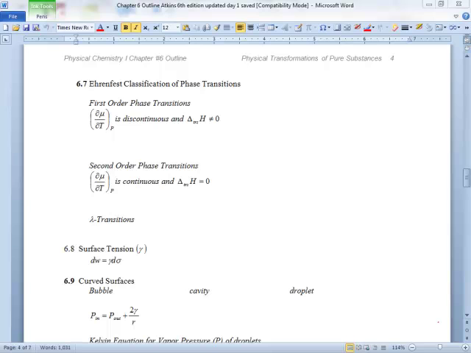Wrapping up Chapter 6, Physical Transformations of Pure Substances. The Ehrenfest Classification of Phase Transitions. Okay. And there's two of them that they found in nature, two different types of phase transitions. And they talk about how the chemical potential changing with temperature is either continuous or discontinuous. And that's how they specify the difference between the two.